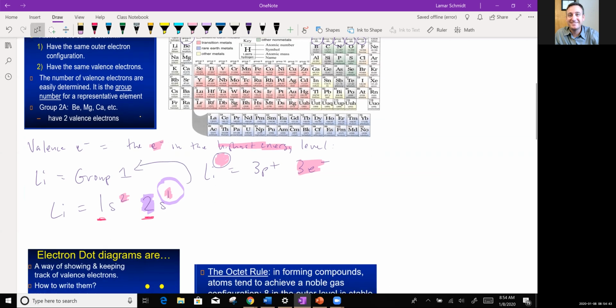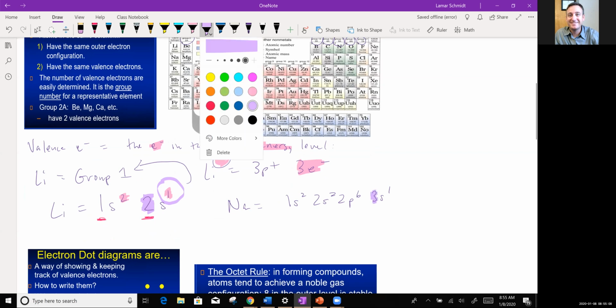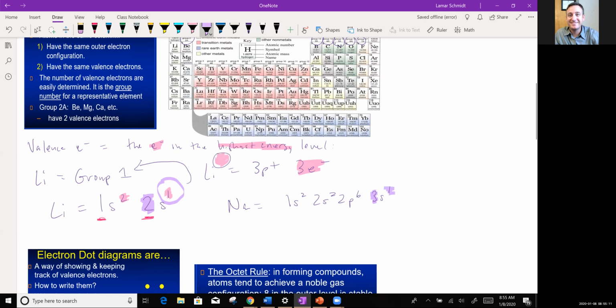If we did the same thing with sodium, we'd have 1s2, 2s2, 2p6, 3s1. Once again, we're just interested in the number of valence electrons, or the electrons in the highest energy level. The highest energy level is 3. How many electrons do we have there? That is 1. So lithium has 1 valence electron, sodium has 1 valence electron, and they're both in group 1.